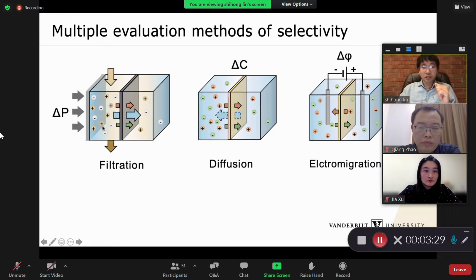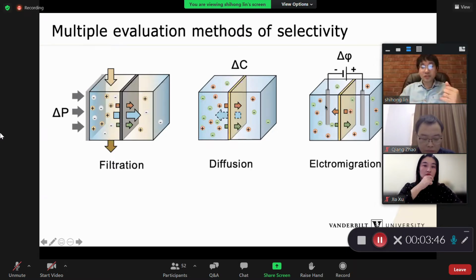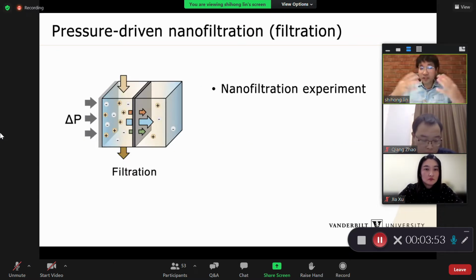One is just filtration, like nanofiltration. I think all the audience are very familiar with this. And then a lot of the studies are actually performed using a diffusion experiment, which is diffusion of ions under a concentration gradient. The third is electromigration, which is basically ion movement under the influence of an electric field. I'll make a few comments on each of these.